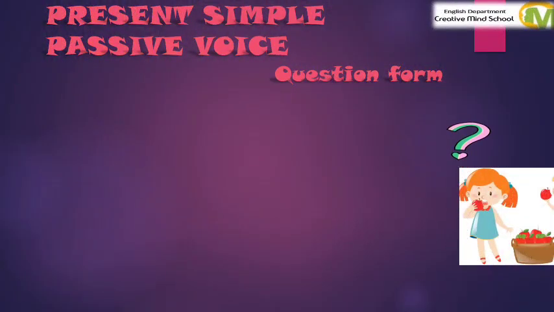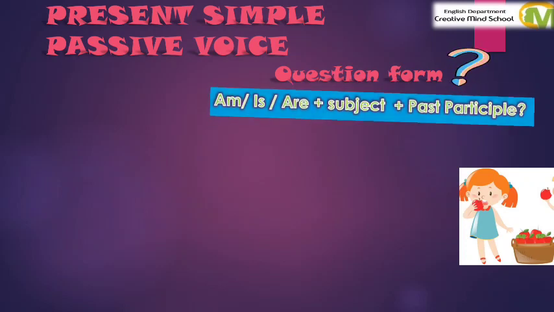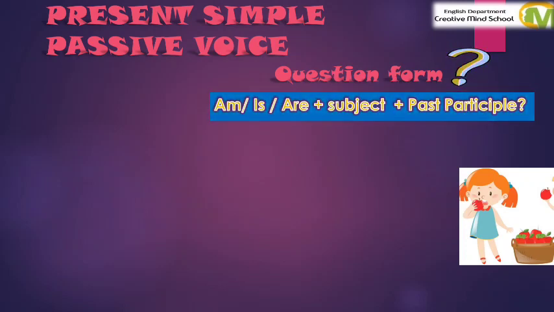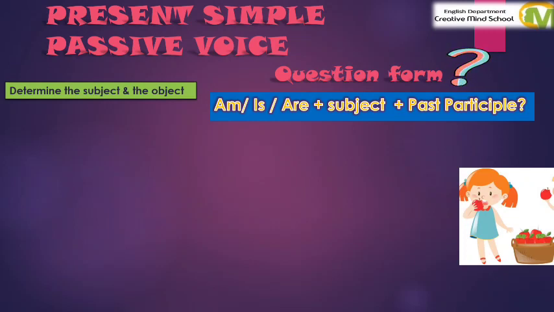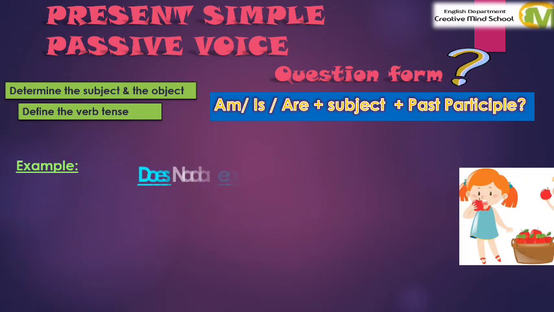Here we have another example to form a question in passive voice. Remember the rule: am or is or are plus subject plus past participle. And remember the steps: determine the subject and the object and define the verb tense. Here is the example: does Nada eat apples?